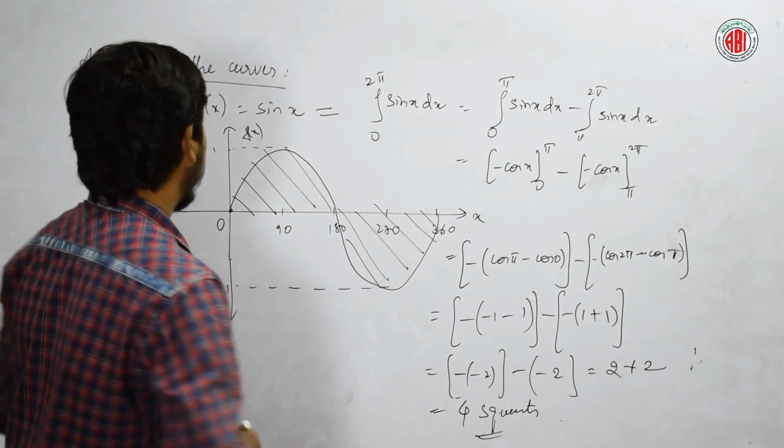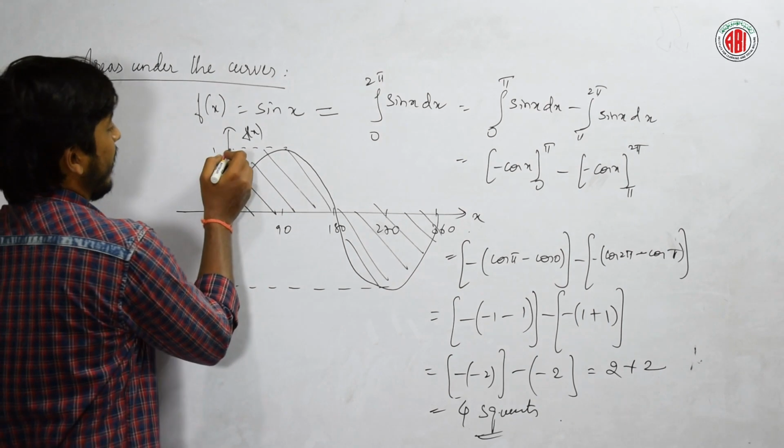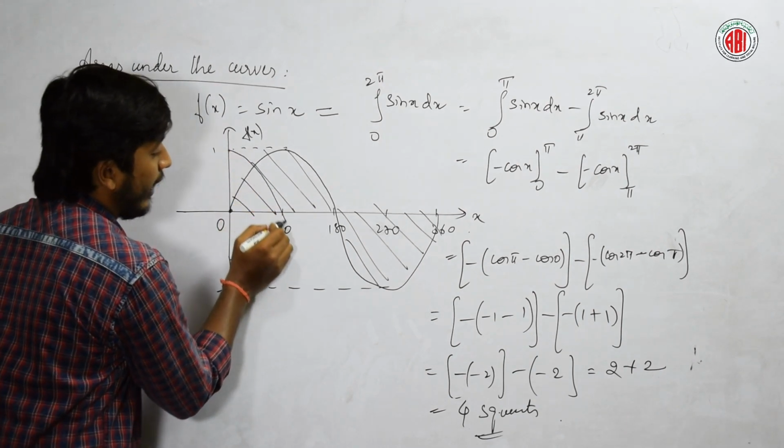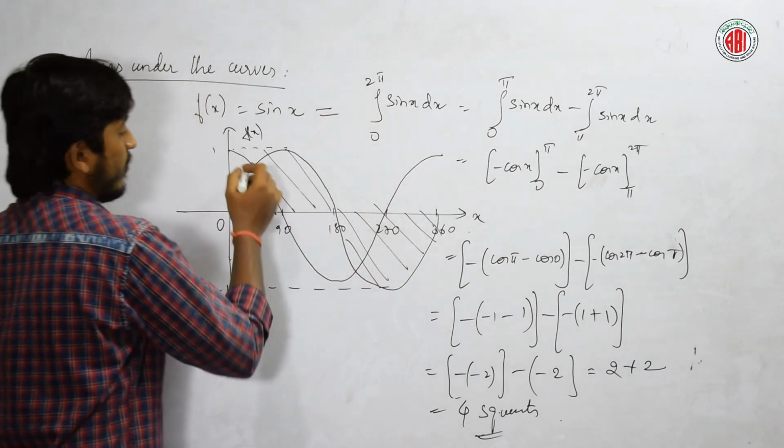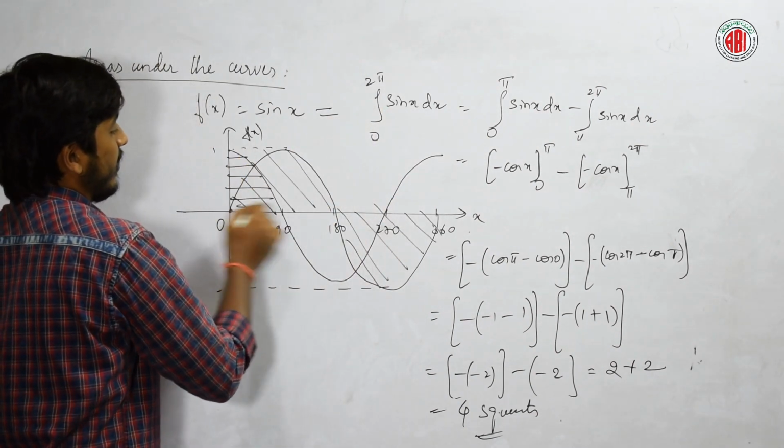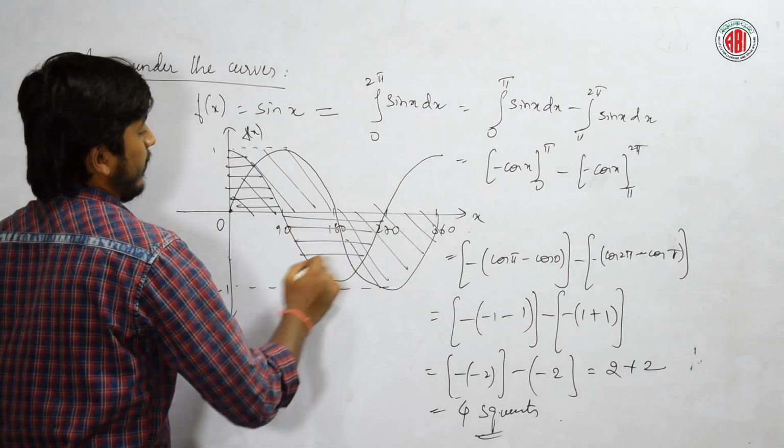Similarly, we can also find it for cos. How do we find it for cos? 0 to 90, 180, 270 and 360. You are going to find the area of this particular shade.